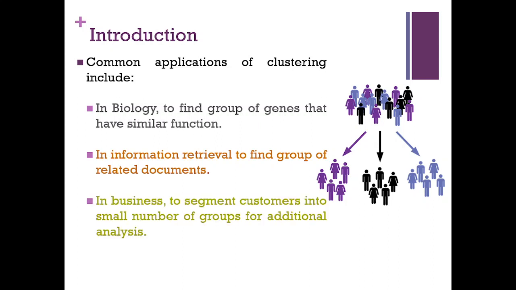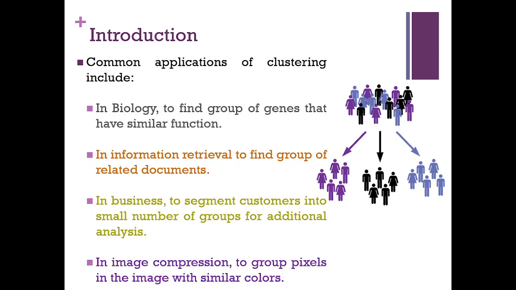In information retrieval, we will tend to find a group of related documents. In business, we may want to segment our customers into a smaller number of groups for additional analysis. Again, an application of clustering. In image compression, we might want to group pixels in the image with similar colors. So when we group pixels in an image, we may want similar pixels to be represented in a lower quantity than the others, helping us in data compression.